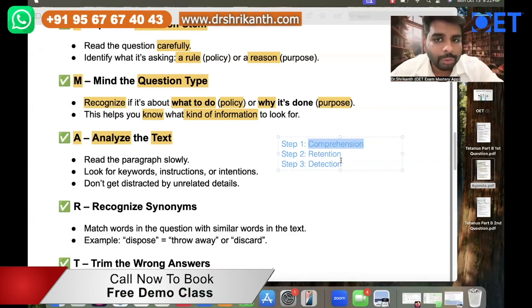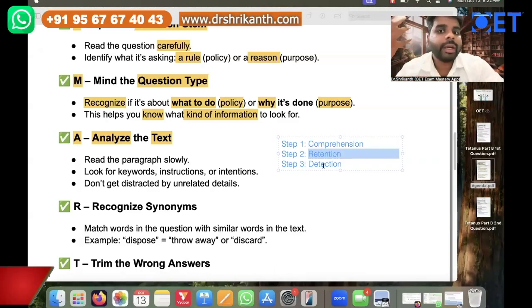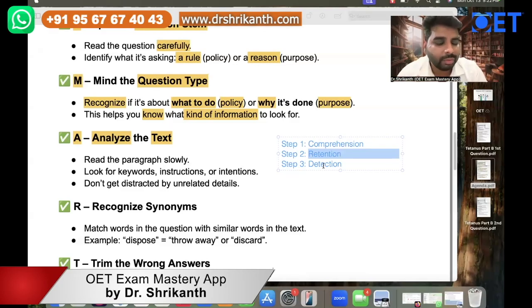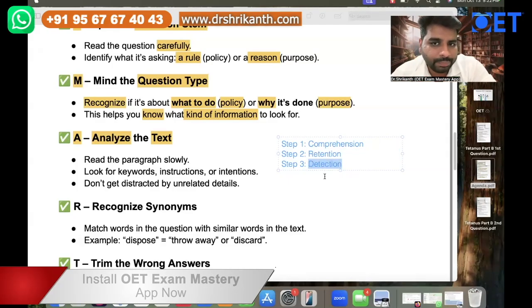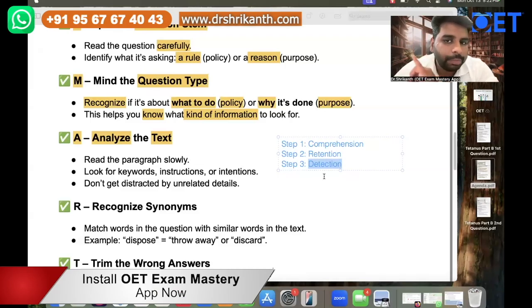Then what you need to do, you need to register this information to your memory. Now you must not forget what you learned. You must register this information to your memory, right? And then you need to go to the paragraph. Now you have to analyze the text and try to detect what the answer is. So remember, these are the 3 steps: comprehension, retention, and detection, right? So let's see what is coming over here.